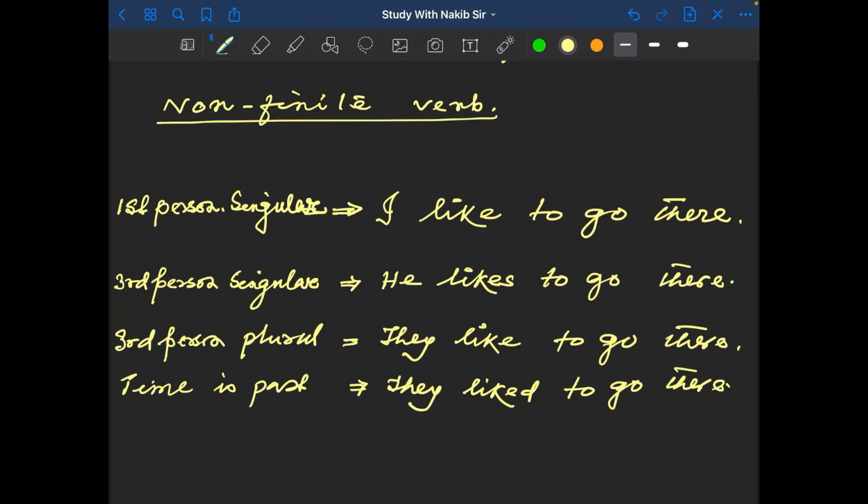Okay, and now see, the same verb is changing itself whenever there is a change in the number and person of the subject. This was the first person singular number subject, so it is here like, but as soon as the subject is changed to the third person singular number, the verb changes itself from like to likes. Again the subject is changed to the third person plural number and the verb is changed to like from likes. Again the time is changed to the past tense, the verb is changed to liked from like.